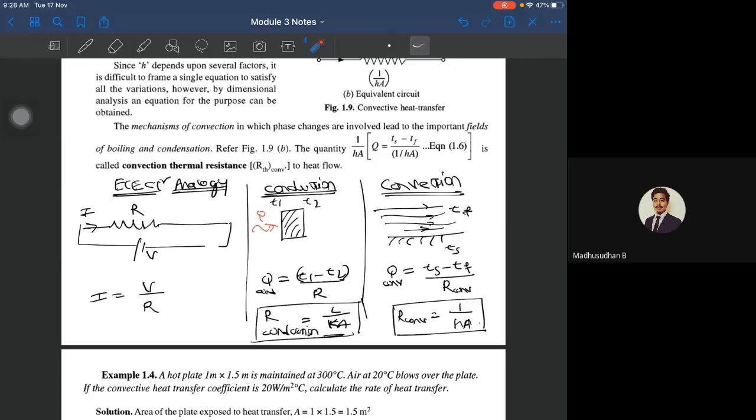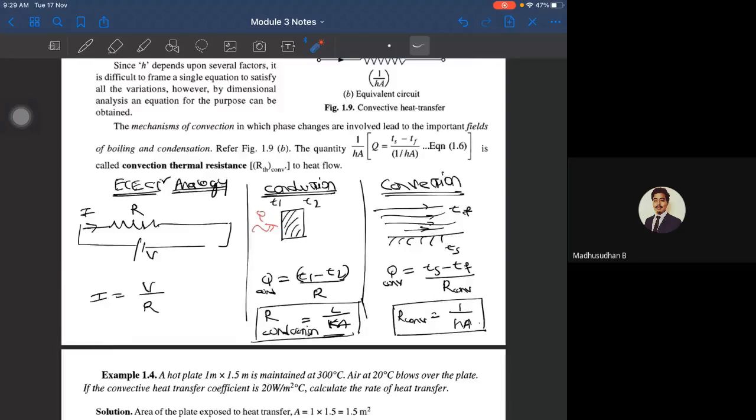Any doubts in this particular analogy here? Understanding these three concepts? Yes. No, sir. Understood, everyone? Shall we move and solve some of the problems on this? Yes, sir. Okay.